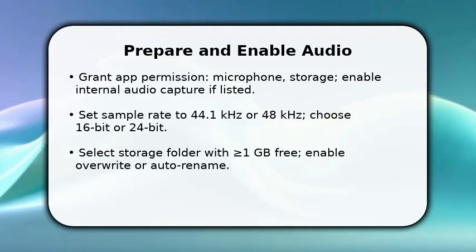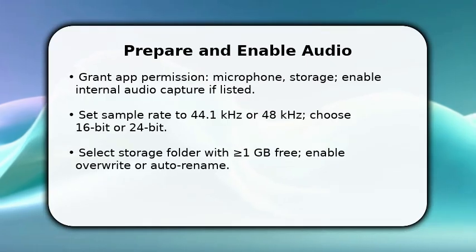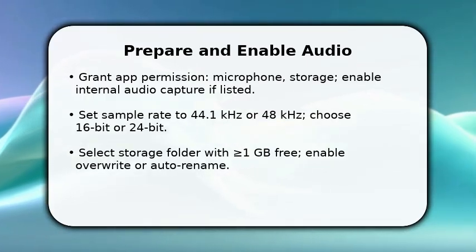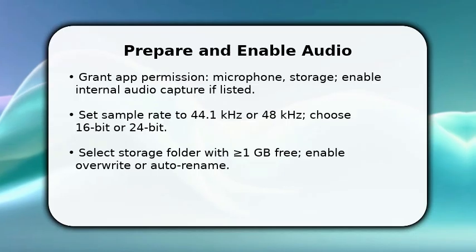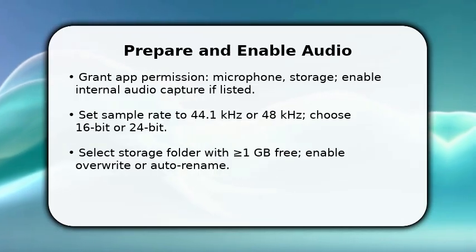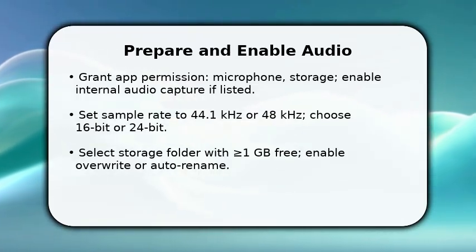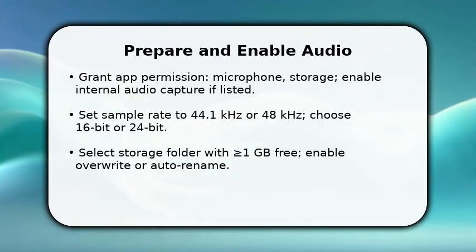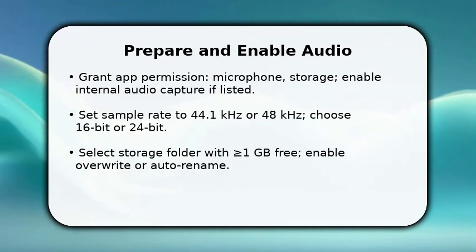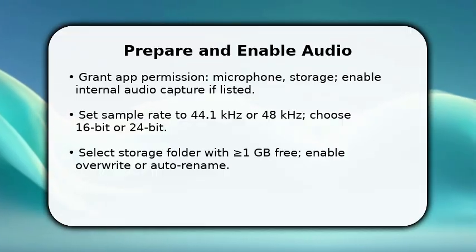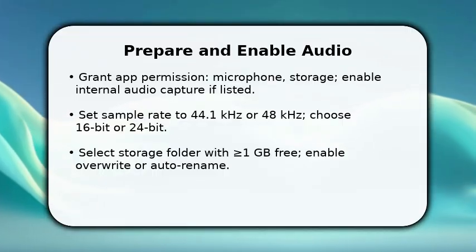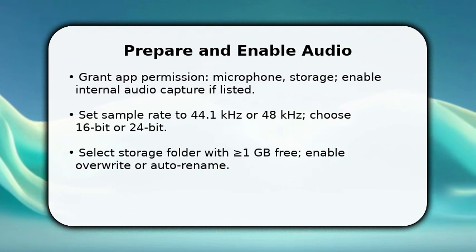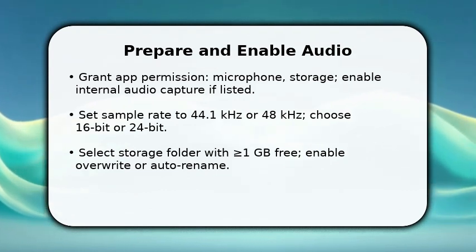You start by enabling the recorder's internal audio permission and choosing a stable storage location. Once done, set the sample rate to 44.1 kHz or 48 kHz, and pick 16-bit for compatibility or 24-bit for higher fidelity. Make sure you allow the app to capture internal audio in system settings. Some phones require turning on developer or special audio capture toggles. Also set a clear folder with at least 1 GB free, so recordings won't fail mid-session.